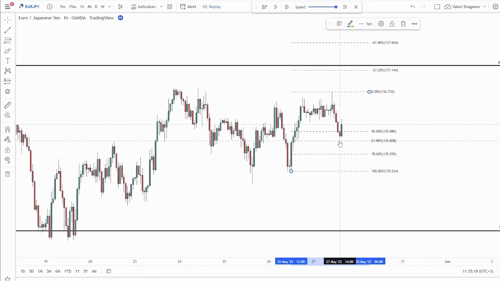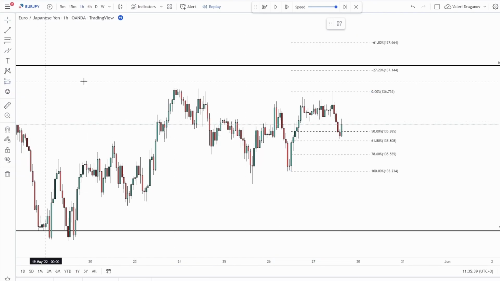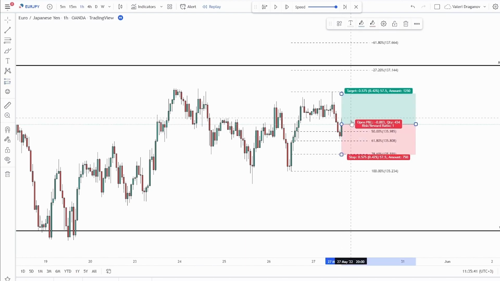We have a huge fall, and the price reaches the 50% level. It almost reaches the 61.8 level, but it actually didn't reach it, so we have a repulsion from the 50% level, and the price closes with an engulfing candle. A perfect entry for a long position. We enter our long position here.